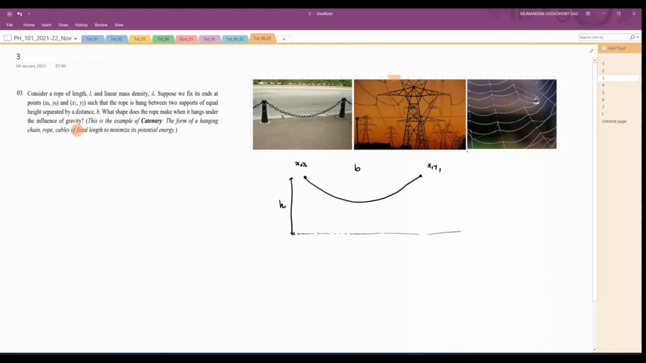Under the influence of gravity, each segment will experience potential energy. We have to basically minimize this potential energy, right? In any system, whenever it is allowed, it tries to reach the minimum energy state. So that's why we will minimize the potential energy. This part we will utilize.